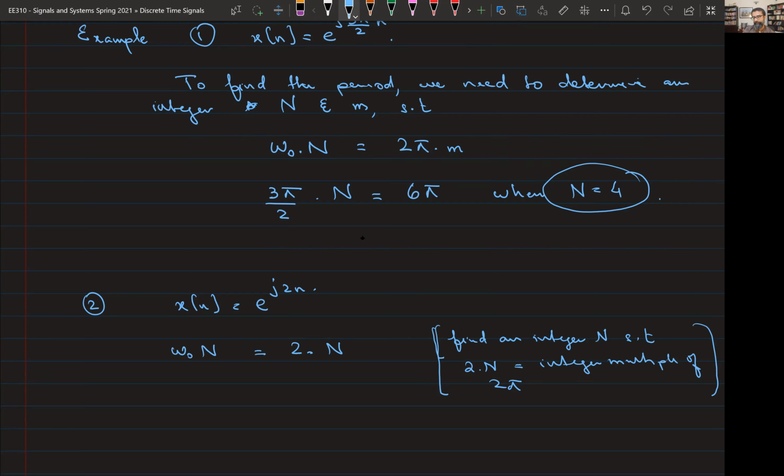What's the answer to this? Sir, this should not exist because n should be an integer and pi will never come along with it, I think. Excellent.